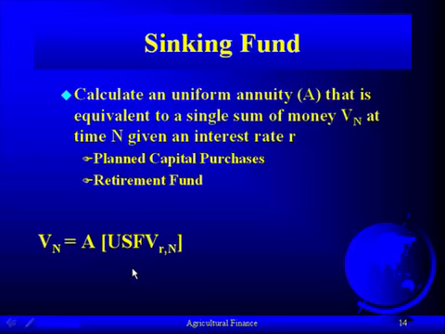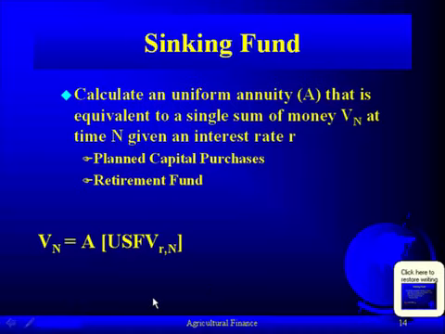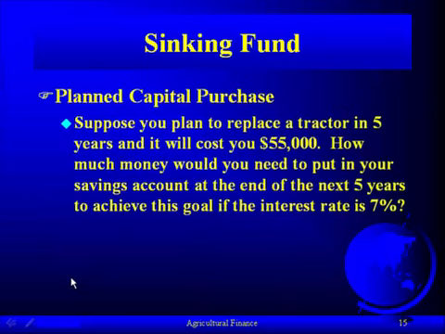To look at this, remember we said that we knew the amount of money that we wanted in some future point in time that we're designating as this uppercase N. We know the interest rate that we can achieve. We've already said that we know the period of time. What we don't know is this A. So algebraically, we just divide both sides of the equation by the USFV factor. So that's how we would do it algebraically. Of course, your calculator is already programmed to do that.